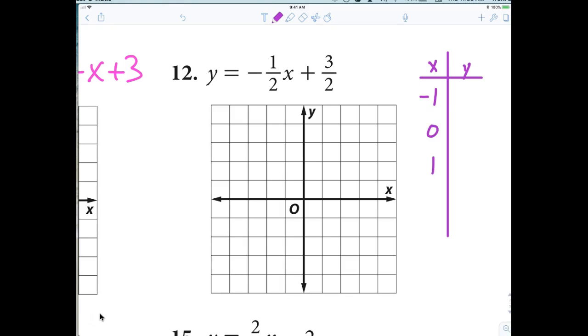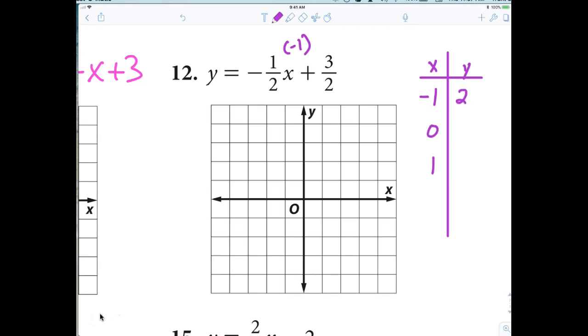If I plug -1 in, come on now, guys. We got fractions we're working on. If I plug -1 in, what's -1/2 times -1? 1/2. 1/2 plus 3/2 is 4/2, right? And 4/2 is the same as 2. Does everybody agree with that? Yeah. So I want you to go ahead and put -1, 2 down.